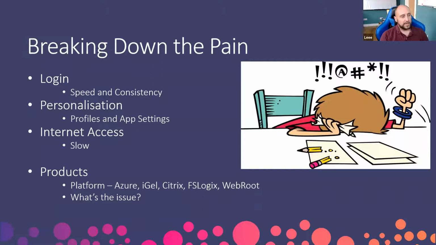So breaking down the pain and bottoming it out to some specific key points. Speed and consistency of login is a big issue and is massively impacting user experience. Personalization breakdown: users are missing settings even when they do get connected. And we've got slow internet access.